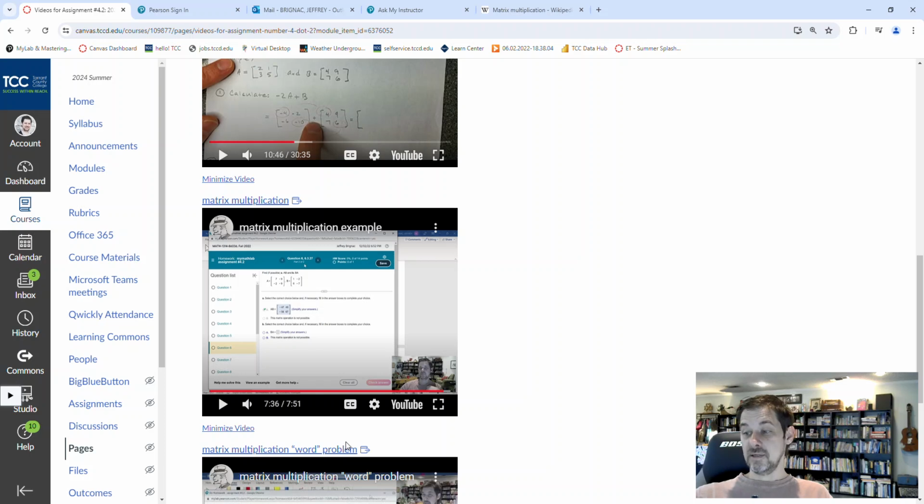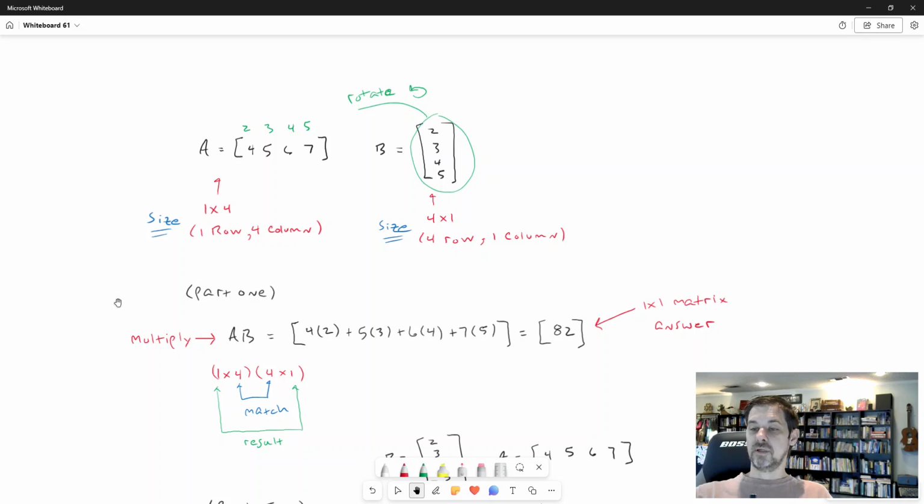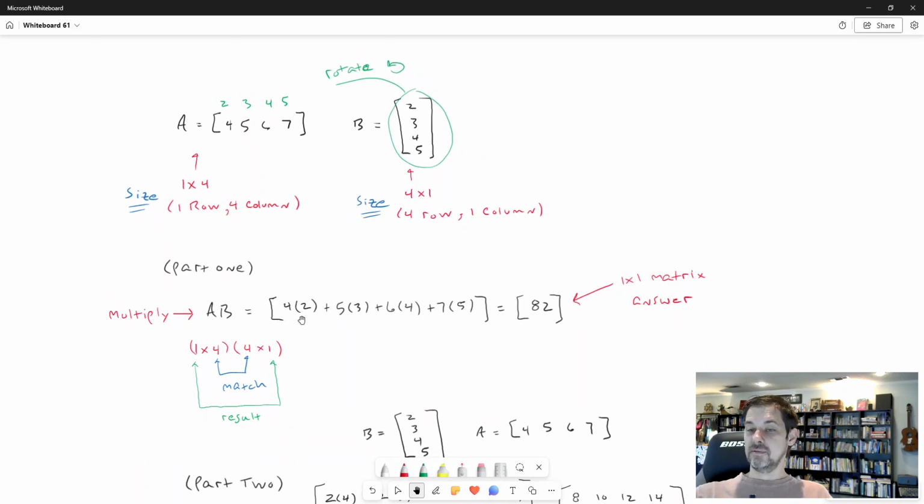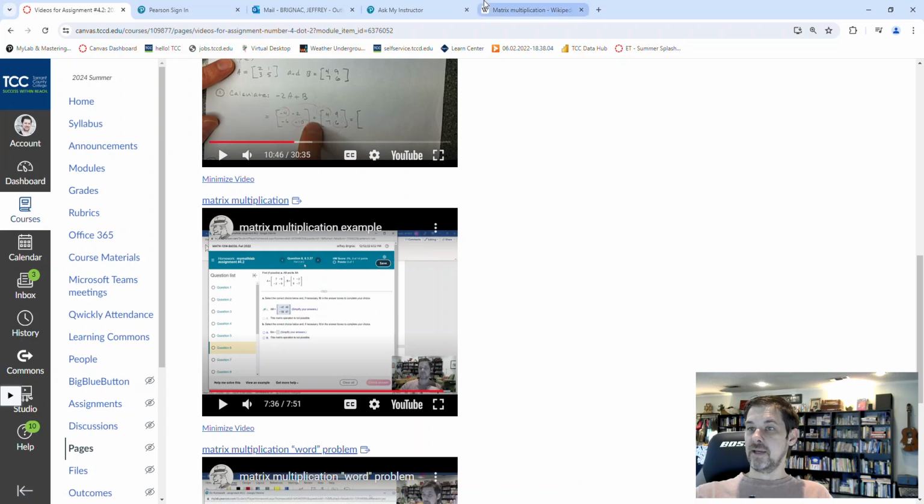Okay, but if you see it enough, you will pick up on the pattern. It might take some practice and so on. So, all right, I get 4 times 2 plus 5 times 3, and I just do the math there, and I get 82. I get a 1 by 1 matrix as an answer. 1 row, 1 column. All right, so how do we put this in MyMathLab?